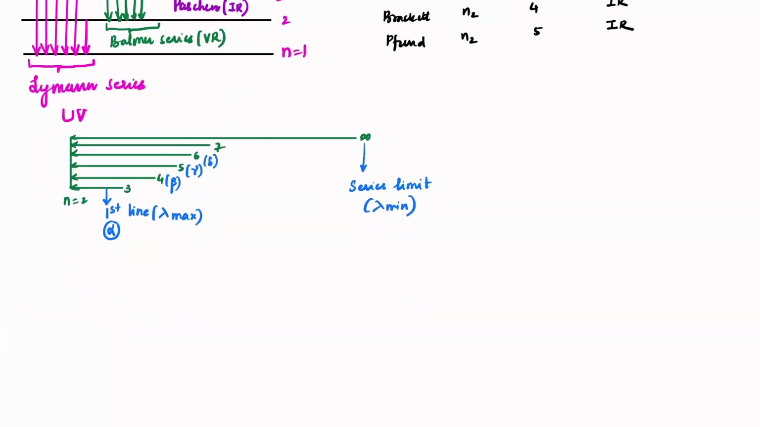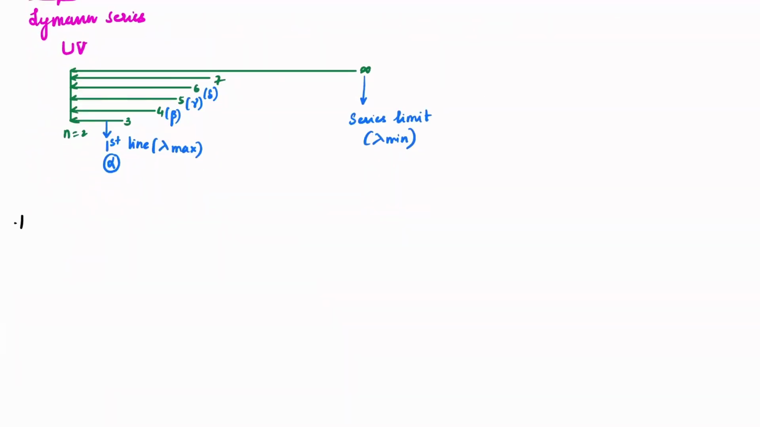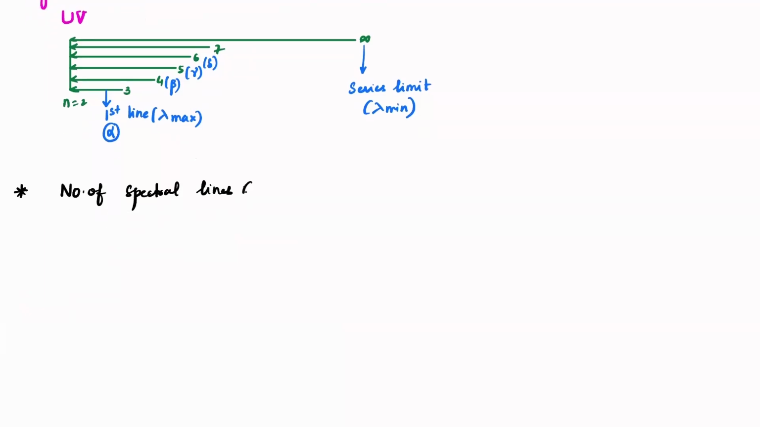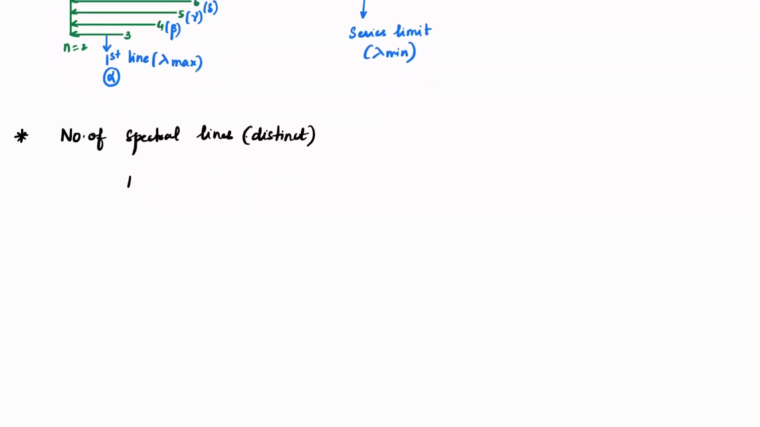Okay. Right. So the next important thing what Bohr's model has explained is to figure out the number of spectral lines. So that means how many lines you are able to see. We are only talking about distinct lines. There might be repeated lines also. We are talking about how many distinct lines we can get. The number of distinct lines which you will get from an n2 orbit will be (n2 minus n1)(n2 minus n1 plus 1) divided by 2.